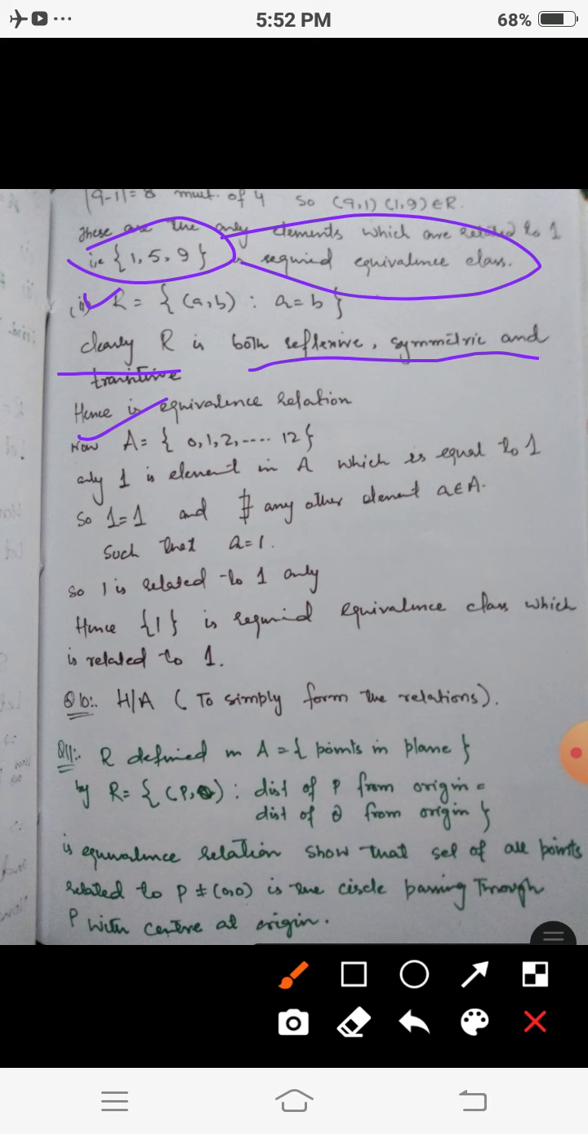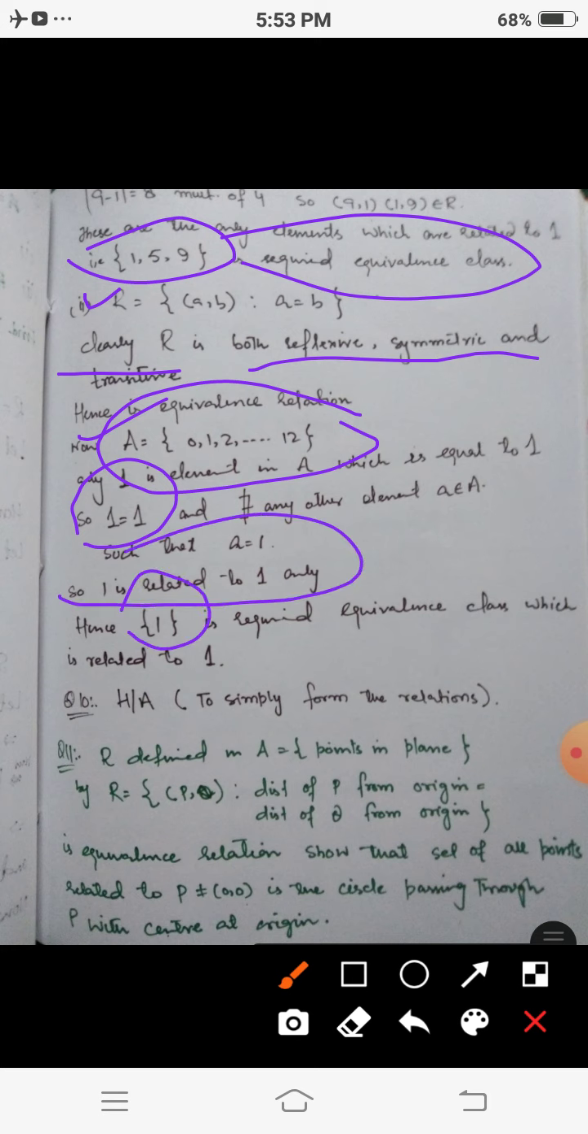Now this relation is defined as the ordered pair (a, b) belongs to R when a equals b. Here from this set there does not exist any element other than 1 which equals 1, because 1 is the only member of this set which equals 1. So 1 is related to 1 only, hence the singleton set {1} is the required equivalence class to which 1 belongs.